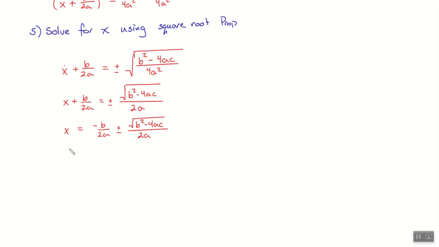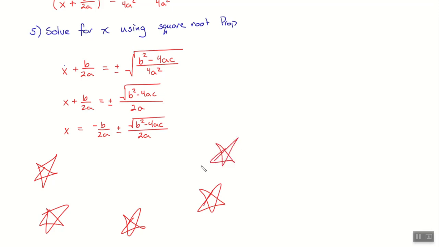Okay, so last line, and I'm going to go ahead and put a big star, star, star, star, star, because this is incredibly valuable and pretty important, especially if you struggle with factoring. So check it out. I think I can write this whole thing as negative b plus or minus the square root of b squared minus 4ac, all over 2a.